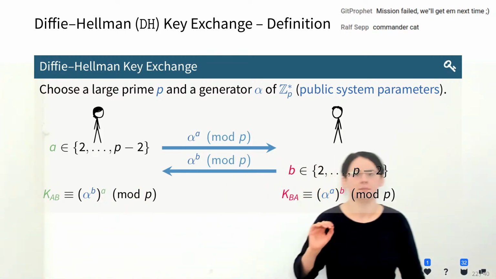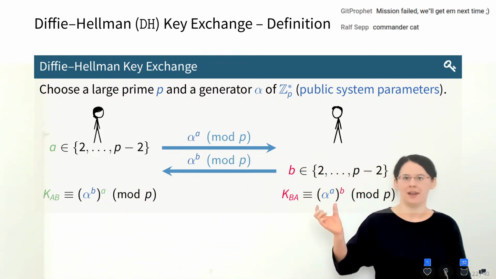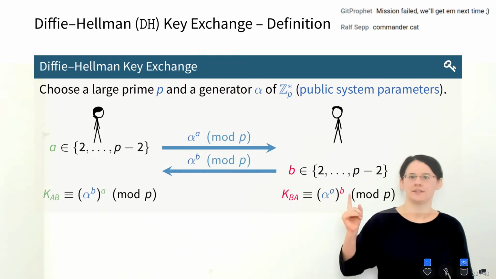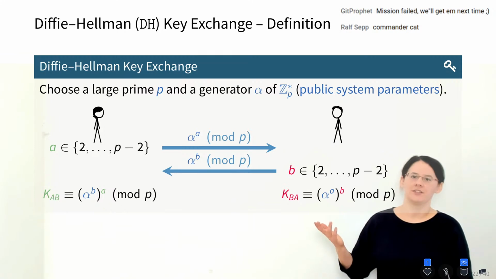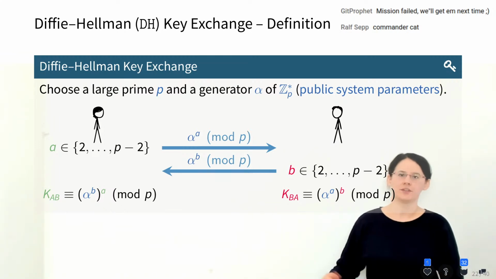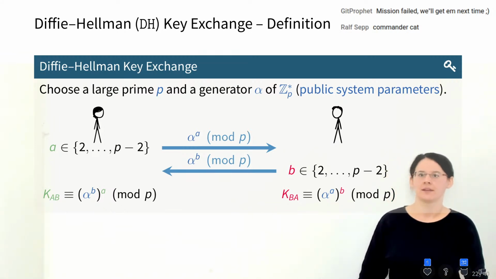And Bob does the same thing, so he takes the number he has received from Alice and raises it to his secret exponent. And now the magic idea, or the magic thing, is that these two resulting numbers are actually the same.